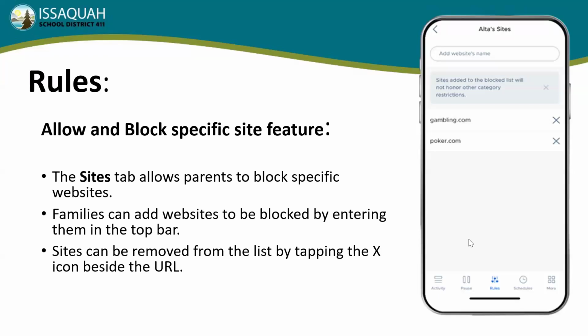In your rules, you can add websites as well. So if you want to block YouTube, or maybe gambling, if your student has been gambling, you are allowed to type in that URL. If you noticed on the activity feed that there was a site coming up constantly, you can add that site to your block list. To do that, you just type in the URL up above and click enter, and it will enter it below, like we have gambling.com and poker.com. If for some reason you decide this site no longer needs to be blocked, all you need to do is tap the X icon beside that specific URL.